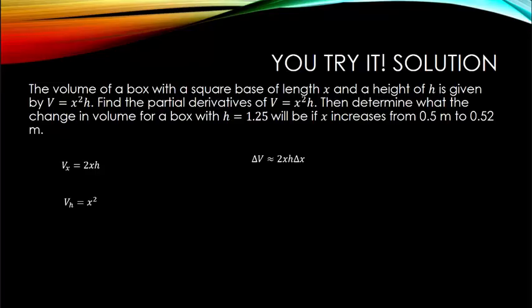Delta V is approximately equal to 2xh times delta x. This is what we're going to use to determine this change in volume. That means my change in volume, delta V, will be given by 2 times the original x length, 0.5, times the height, 1.25, times the change in x, 0.02. The change in volume as x goes from 0.5 to 0.52 is equal to 0.025 cubic meters.